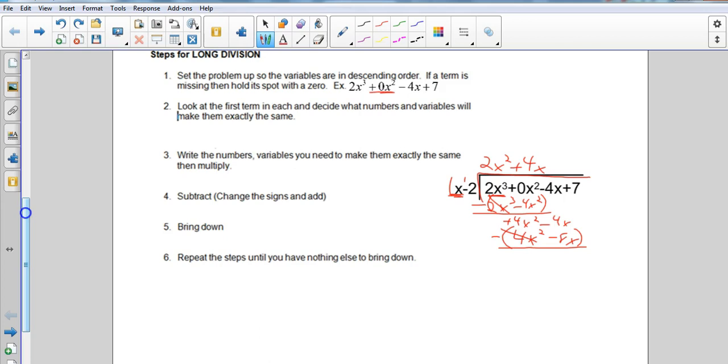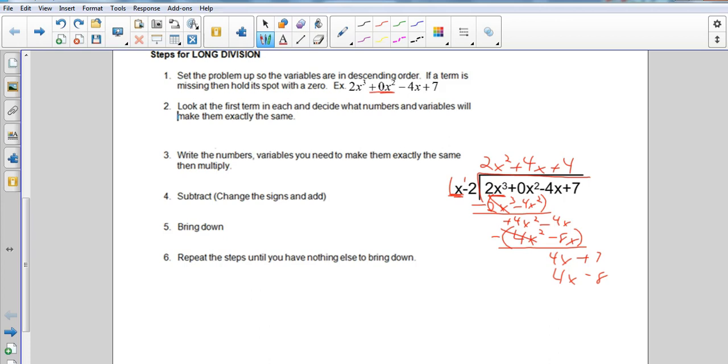So that's going to give me... so I bring down the 7, and now I ask myself, what do I need to multiply by to get x to be 4x? I'm going to multiply by 4. 4 times x is 4x and negative 8.